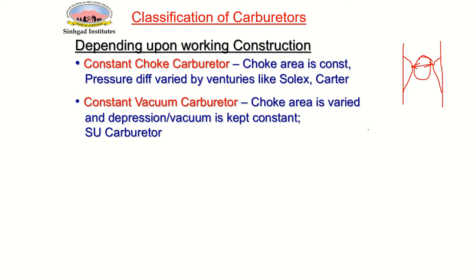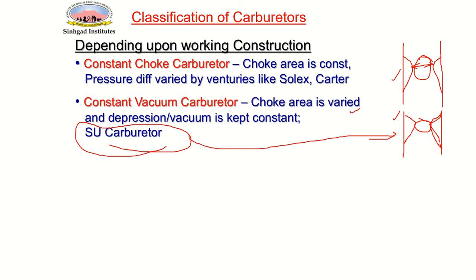Another one is the constant vacuum carburetor. Maybe I have this choke area. Sorry. I'll vary this area. Correct? I can vary this area. Then it becomes constant vacuum, choke area is varied. So these are the two types that we have. The SU carburetor belongs to this category. The Solex and Carter carburetors belong to this category.